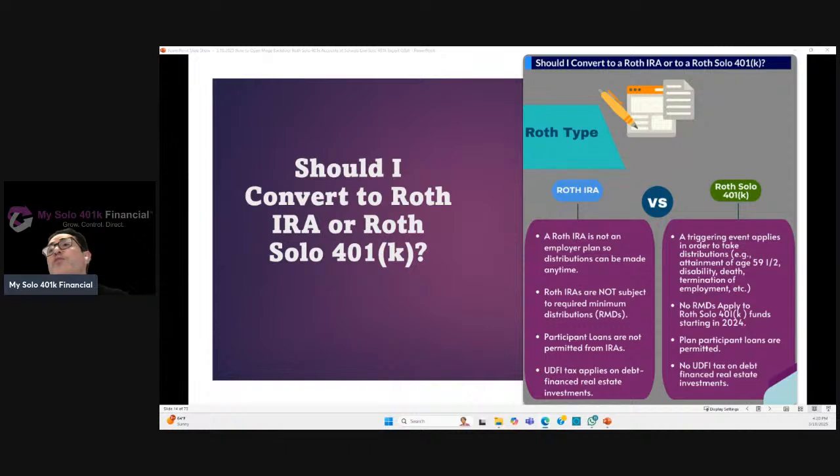You don't have to meet a triggering event before you can start taking money out of your Roth IRA. So those are some of the top considerations for those that are trying to decide whether to convert those voluntary after-tax solo 401k funds to a Roth IRA or a Roth solo 401k.